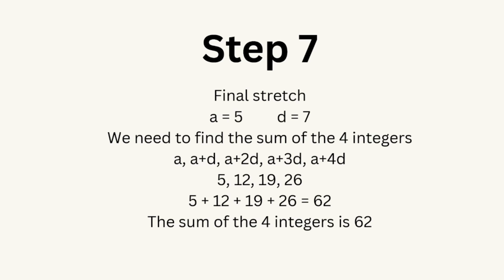Now the question asked for the sum of the 4 numbers. So we just add them all up. It becomes 5 plus 12 plus 19 plus 26, which is 62. We are finally done with the question. The sum of the 4 integers is 62.